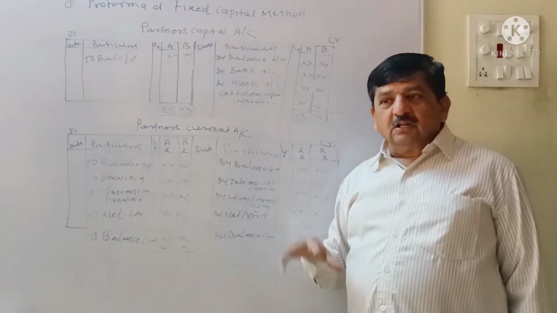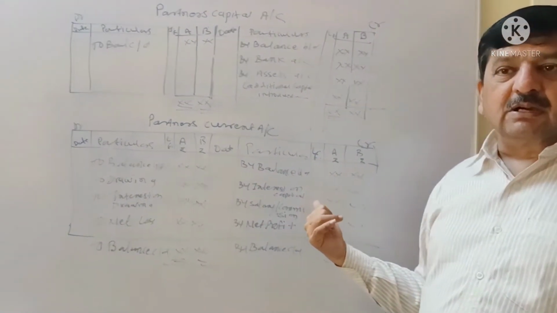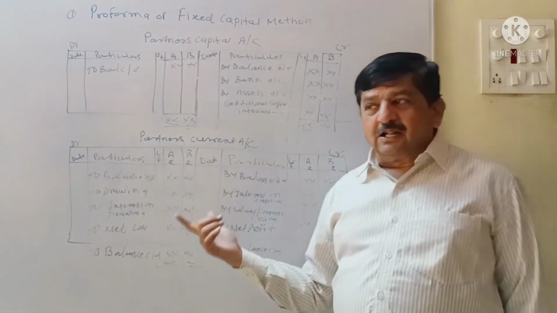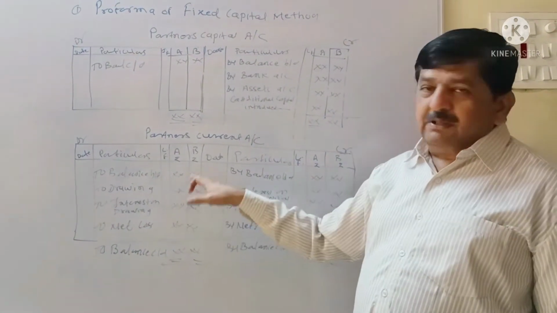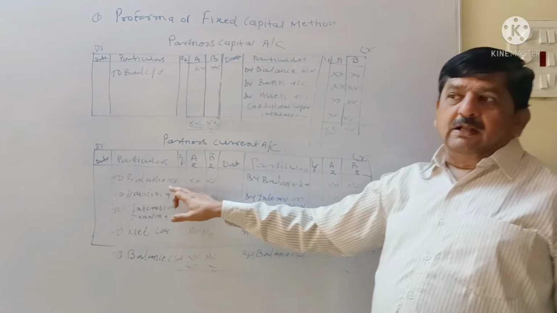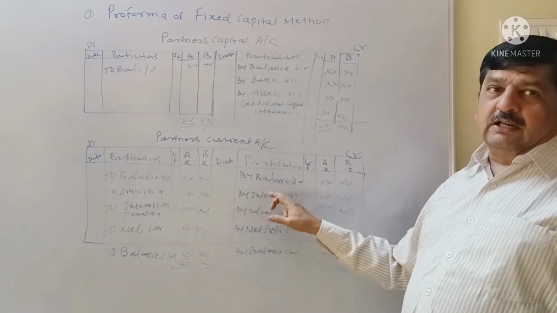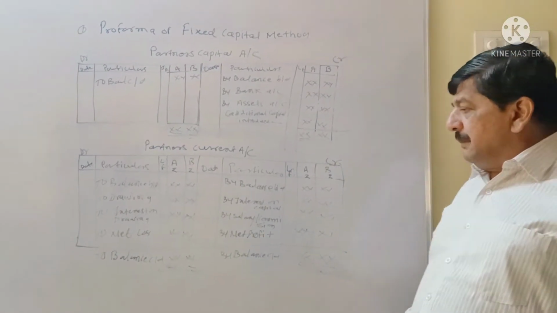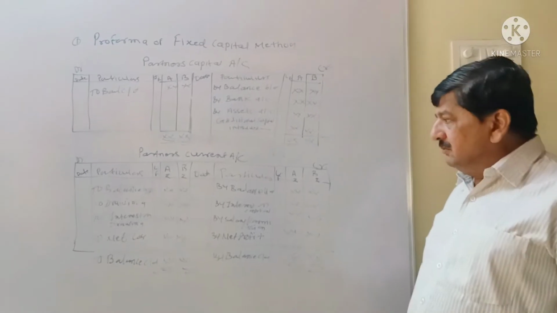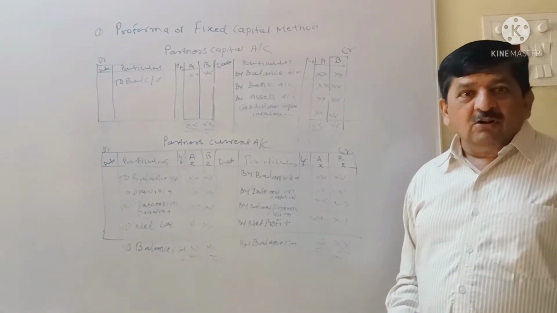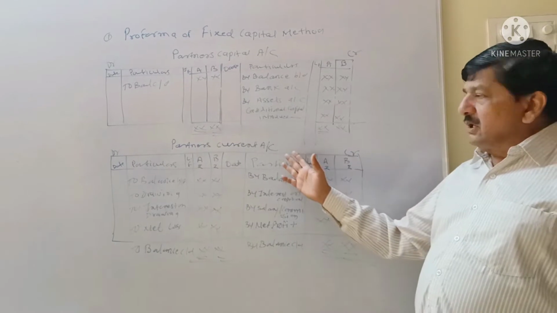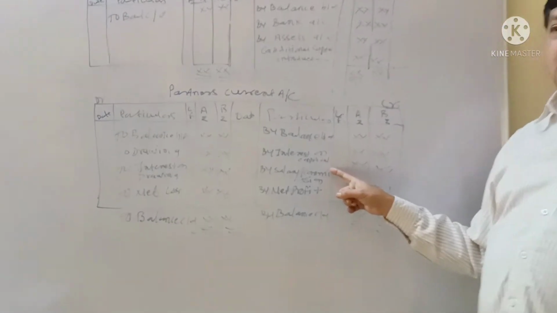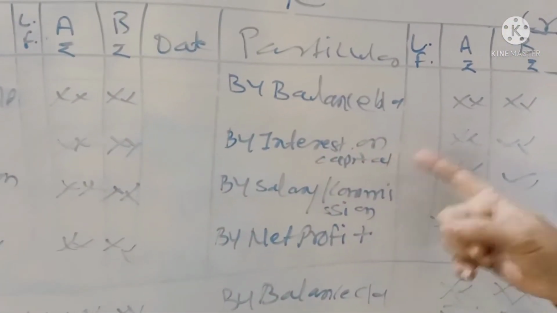Sometimes the current account shows a debit balance, sometimes a credit balance. Otherwise, one partner's current account shows a credit balance and another partner's shows a debit balance. If debit balance, put on the debit side, to balance brought down. If credit balance, put on the credit side, by balance brought down. Then adjustments about interest on capital, salary and commission to partner, drawing, interest on drawing, all these are taken to the current account. Interest on capital is a gain of the partner, so it is taken on the credit side of the partner's current account by interest on capital.